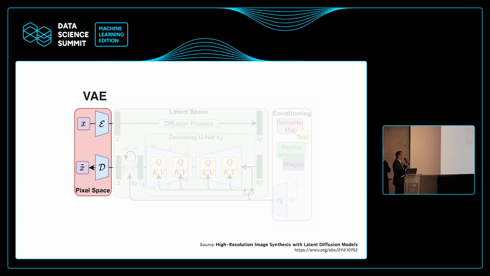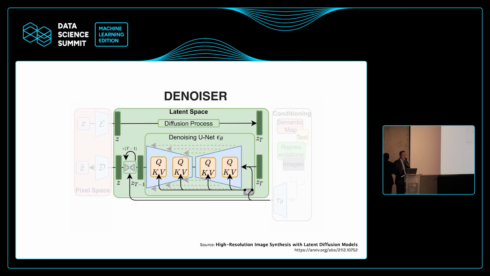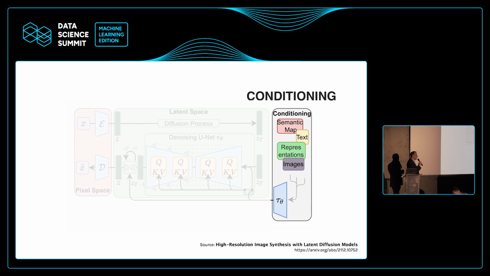There's the denoiser, which is the heart of the entire Stable Diffusion. And there's the conditioning part, which allows us to not only generate whatever images Stable Diffusion can come up with, but rather force Stable Diffusion to generate what we are actually looking for, what we need.